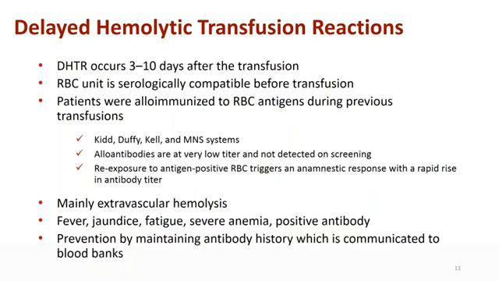If they're exposed to that antigen, it triggers an anamnestic response with a rapid rise in that specific antibody and the induction of a hemolytic reaction many days later. These are often extravascular. The patient starts to develop a fever, their eyes get yellowed, they get fatigued, and if tested, they'll be anemic, and at that time, the antibody will be positive. This can be prevented. Probably the most important thing one can do to prevent reactions is to sustain very good blood banking records to know about these transient antibodies.